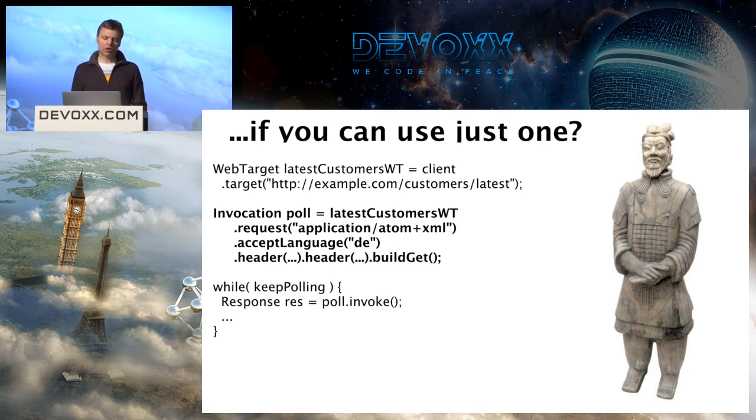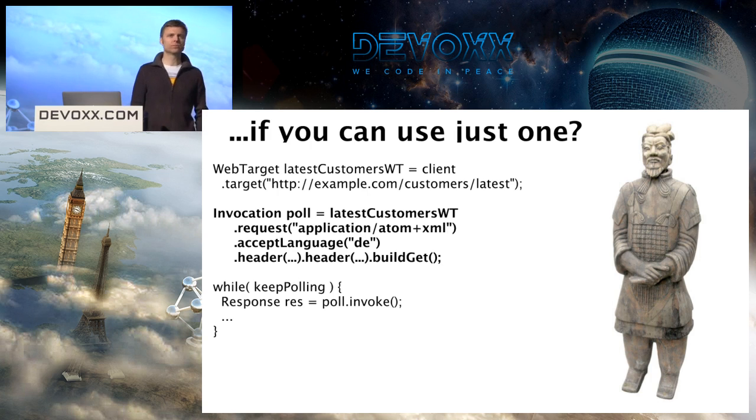You can work around this if you just use a single one, and there's a new concept called invocation. And an invocation is basically a prepared request. What you do is you build up the request right until the end, but you don't invoke the request method. And then you can take such a request, such an invocation, and invoke it over and over again.